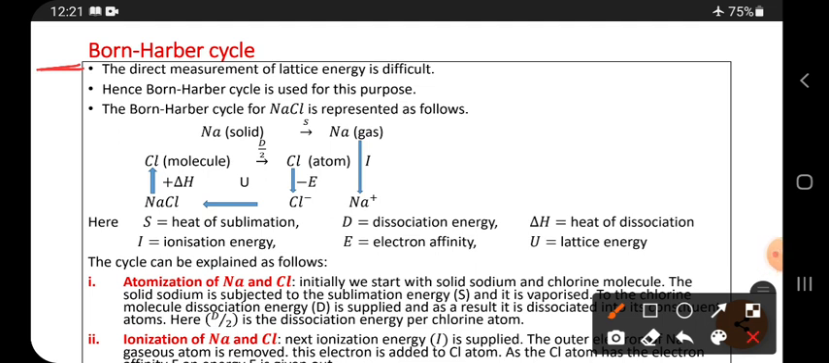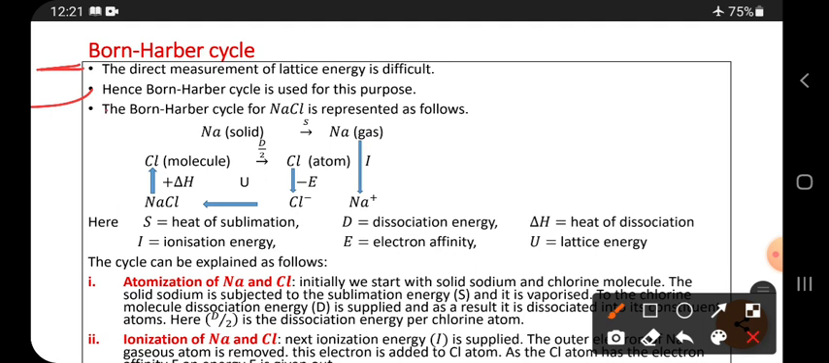It is very difficult to directly calculate the lattice energy of any compound, whether it is an ionic compound or a covalent compound. Hence, the Born-Haber cycle is used for this purpose. Born and Haber, both scientists, gave a simple explanation of how to calculate the lattice energy.